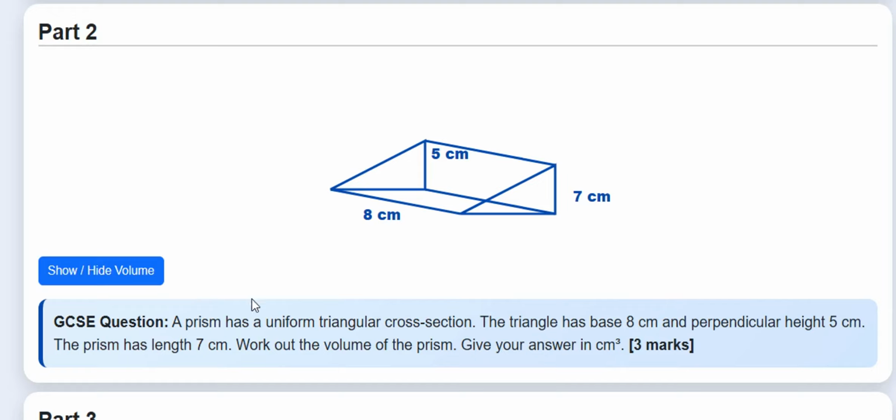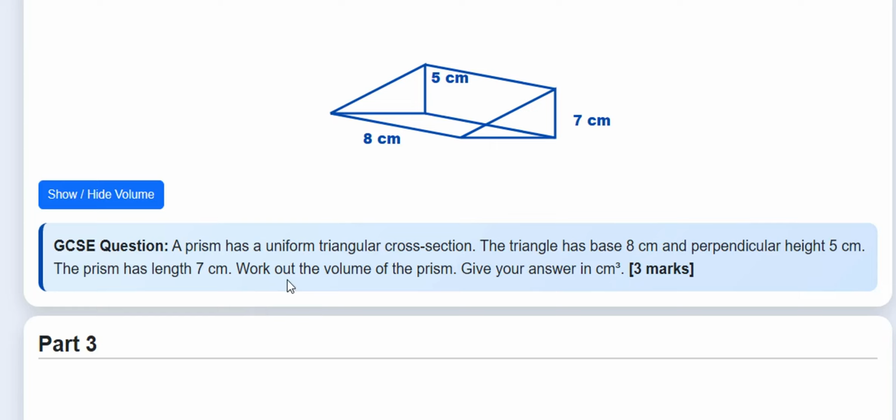So in the second question, you are told a prism has a uniform triangular cross-section. The triangle has a base of 8 centimeters and perpendicular height of 5 centimeters. The prism has the length of 7 centimeters. Work out the volume of the prism and give your answer in centimeter cubed. First of all, the volume we are asked is the space occupied by that prism, and already we are given the base of the triangle and the height.